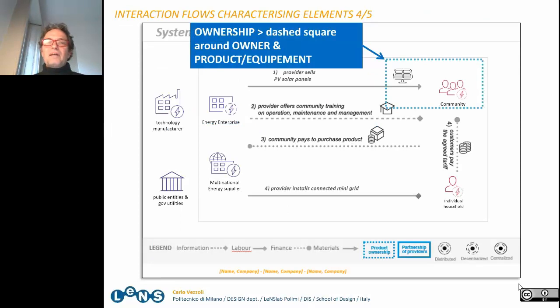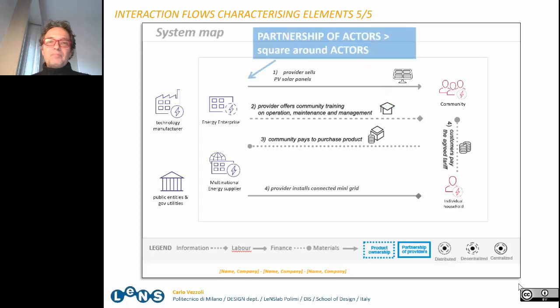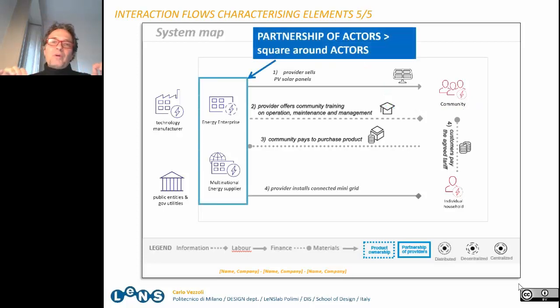Another thing that characterizes, and this is particularly important for S.PSS, is the ownership. So we are using a dashed square around the owner of the product or the equipment, in this case the community that is owning the solar panel. As well, we are adding a square around actors that are in partnership.